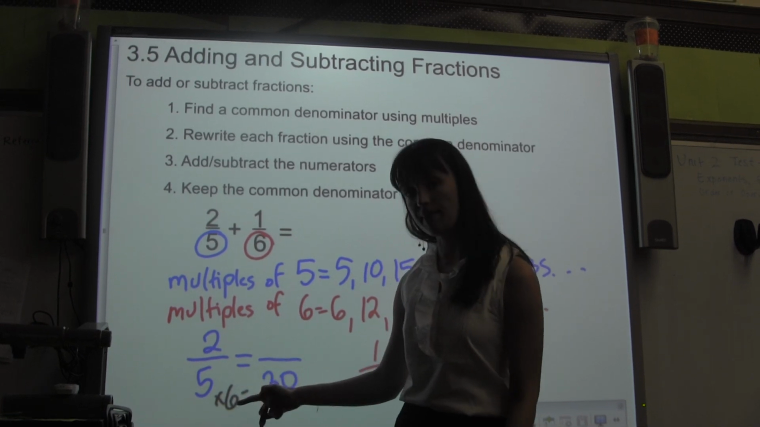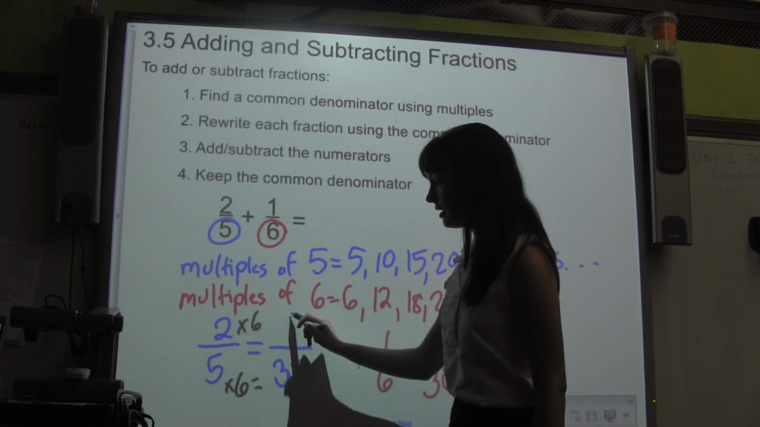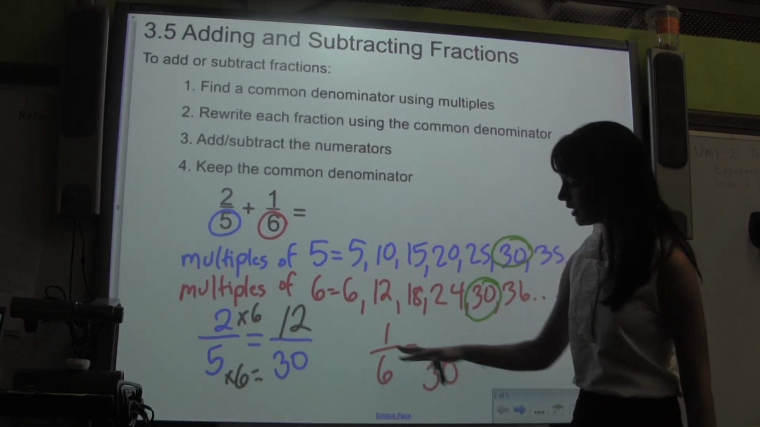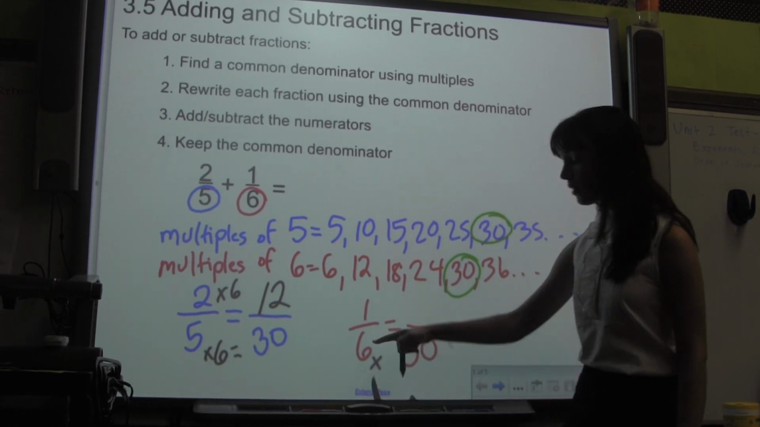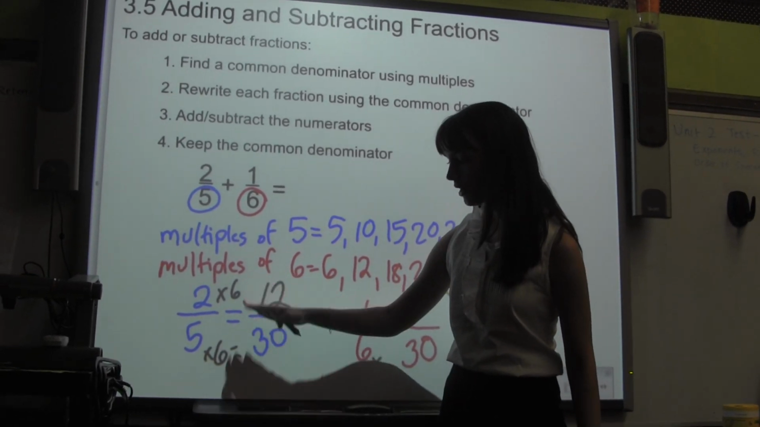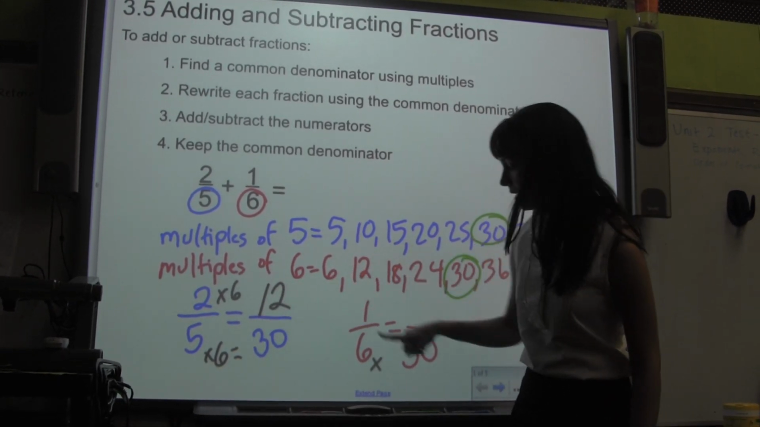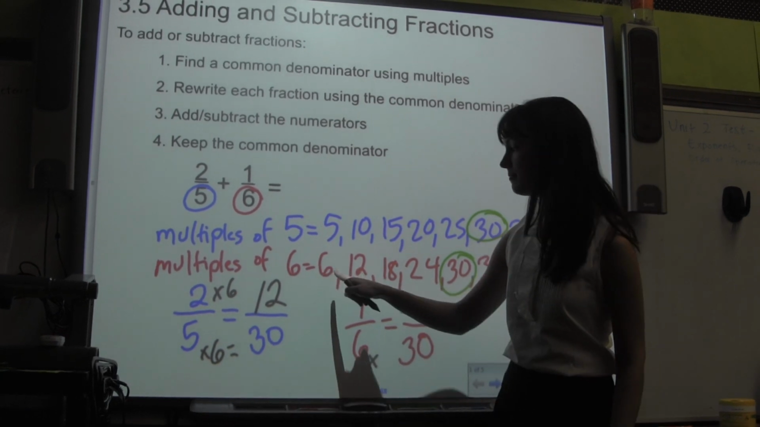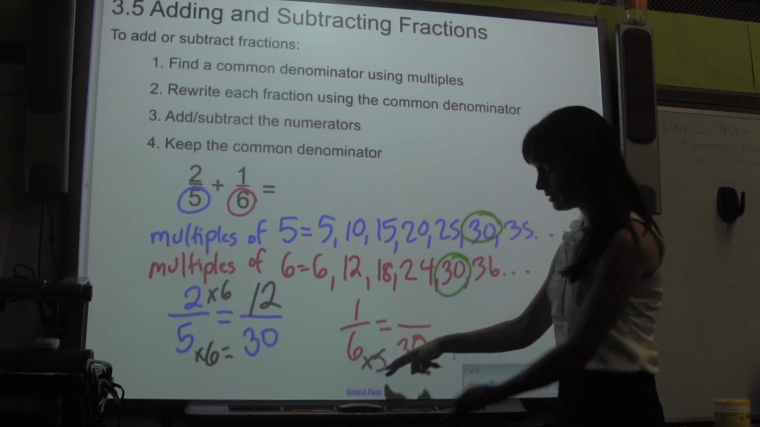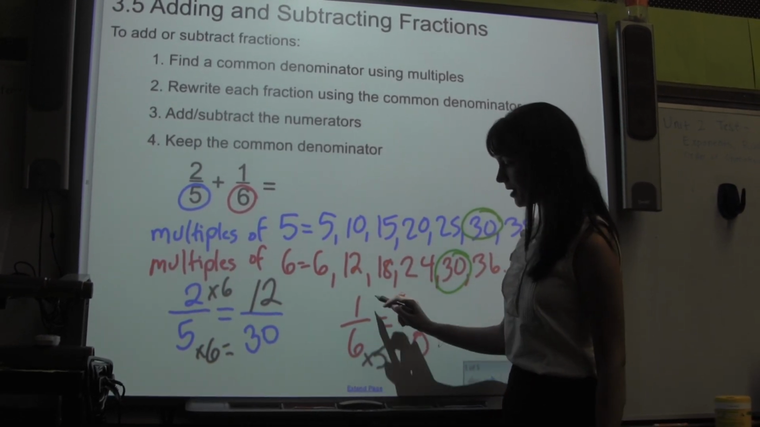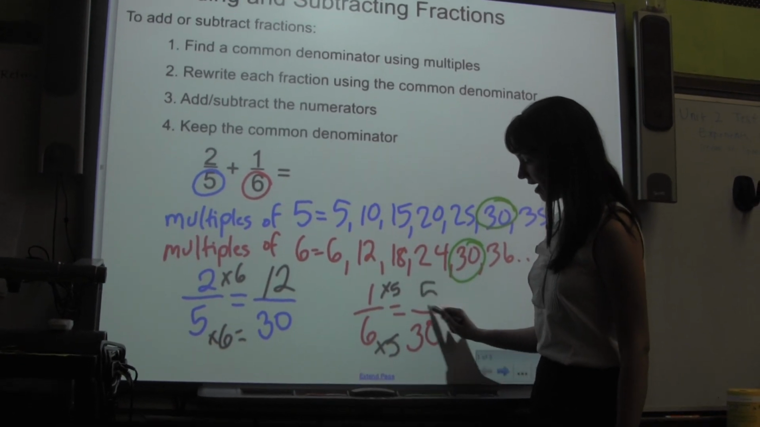If I did that to the denominator, in order to make it equivalent, I also need to do it to the numerator. So 2 times 6 is going to equal 12. On this fraction, I need to know what I multiplied 6 by to get to 30. It's okay that this is going to be different, as long as your numerator and denominator are multiplied by the same thing. You don't need to have the same number in both fractions. So here, 6 times 1, 2, 3, 4, 5. 6 times 5 makes 30. Because it's the same fraction, I need to do the same thing to my denominator and my numerator. So 1 times 5 will give me 5.